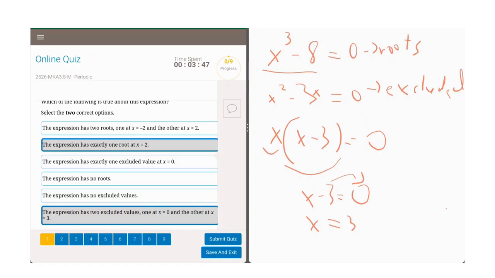So which means that to make the expression equal to 0, you can only have x equals 2. And to make the expression undefined, you can make x 0 and x 3.